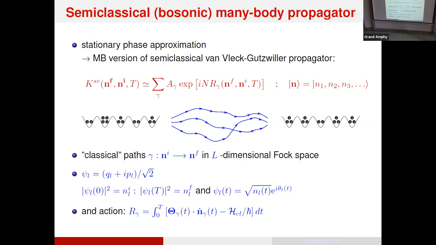Now, the propagator should propagate from the initial to the final state, so you have certain boundary conditions. So psi squared should match the quantum mechanical initial occupation number at time 0, and correspondingly at time capital T should match the corresponding quantum state. And again, the action, as I was discussing already, is now this Lagrangian. And now in the new coordinates, no longer P and Q, we have theta, the array of angles, and the array of occupation numbers.